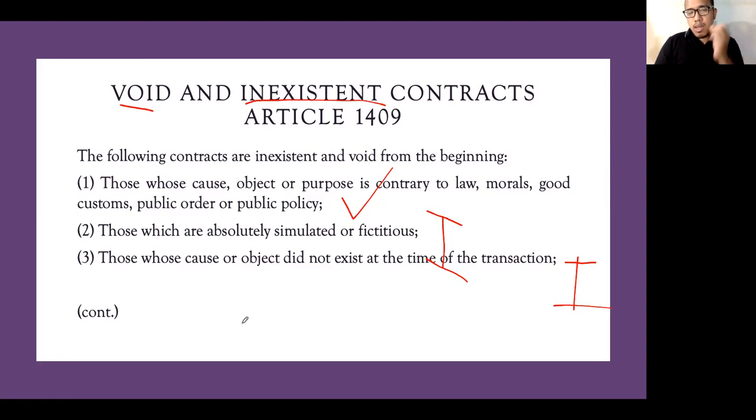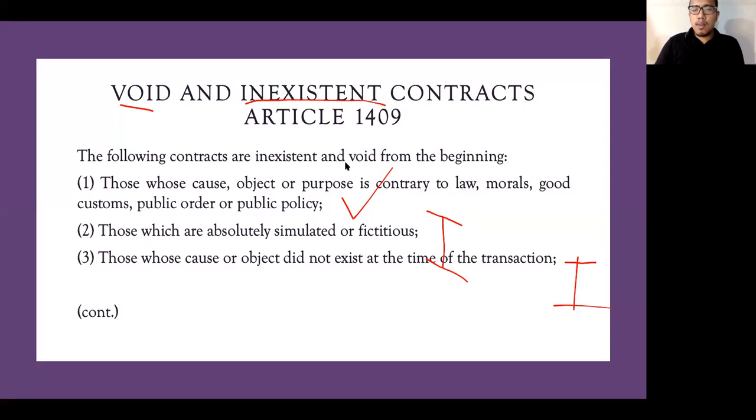Okay? Those which are absolutely simulated, wala naman talagang kontrata, pero they make it appear na meron, pero wala naman talaga, so void siya. Again, meron tong kakaiba, yung absolute simulation at saka, ano ba yung tawag dun sa isang simulation? Relative simulation. Okay? So iba pag relative simulation, pag absolute simulation, void or inexistent.